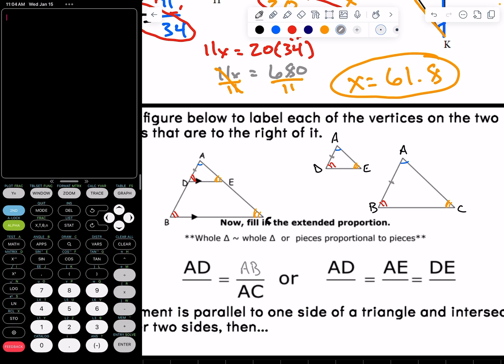And then AC is similar to AE. I'm going to put those on the bottom, okay? However you want to do these, I don't really care.